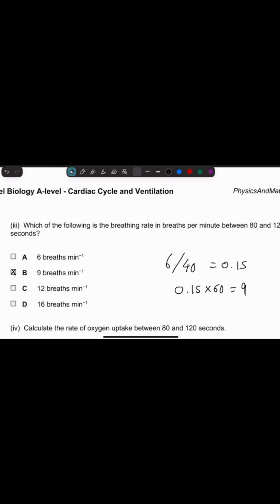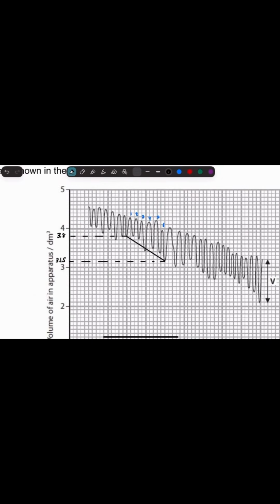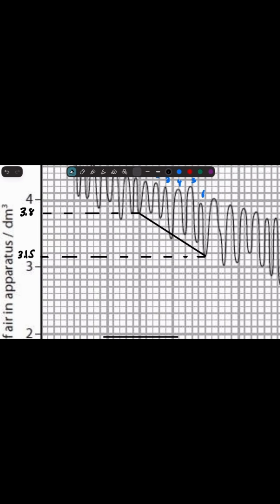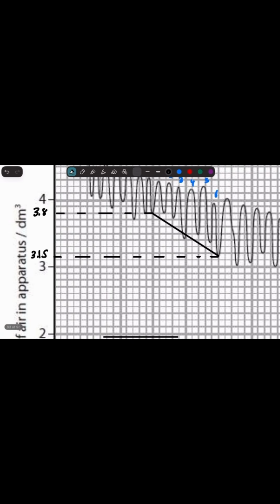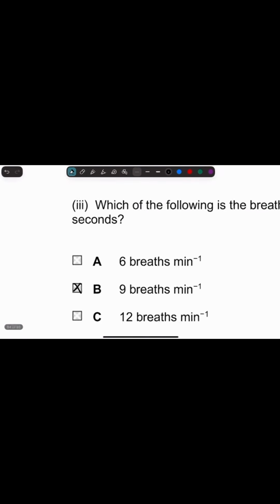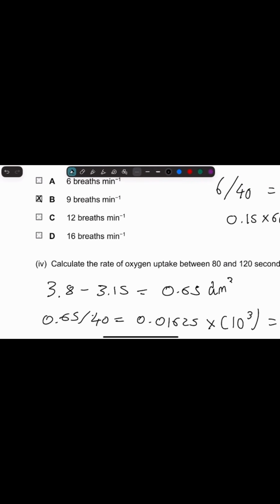Then calculate the rate of oxygen uptake between 80 and 120 seconds. So I'm going to find the difference of the volume of air in the apparatus, because imagine your oxygen is going to be inhaled, so it's going to be gone. I look at the difference between 80 to 120 seconds: 3.8 at 80, 3.15 at 120. So I'm going to do 3.8 take away 3.15, so we've lost 0.65 decimeters cubed of air.